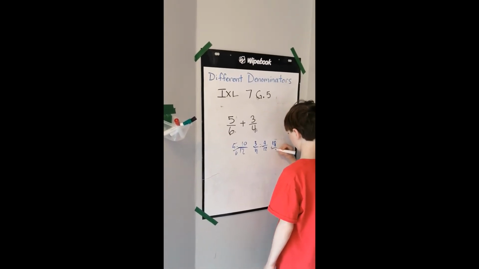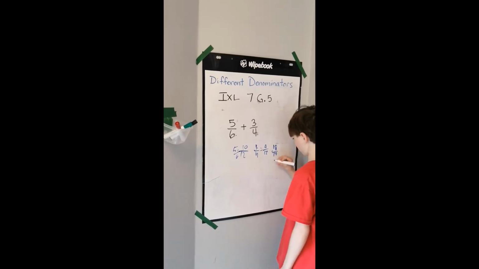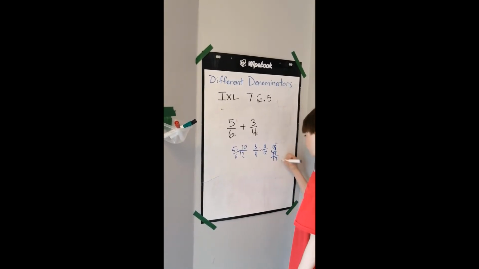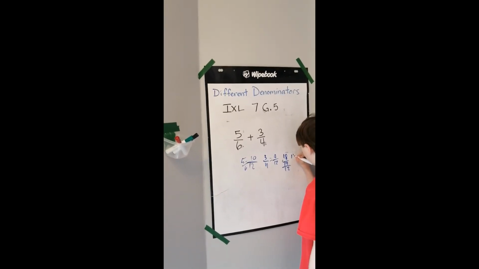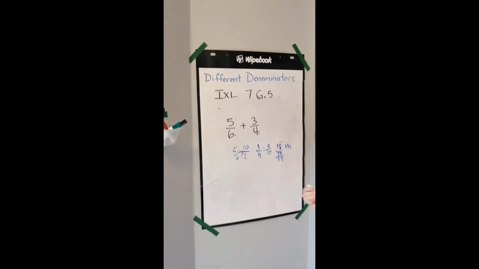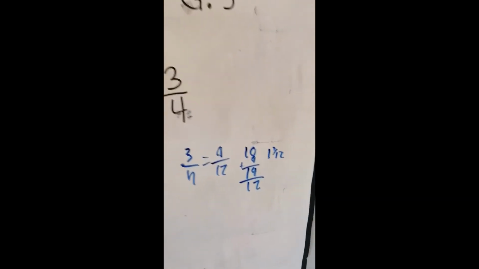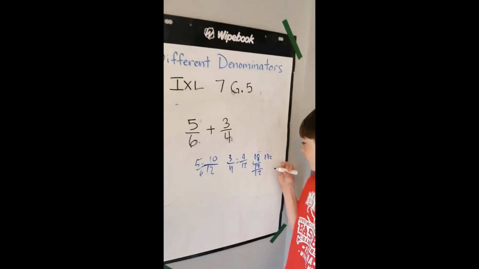10 plus 9 is 19. Okay, so you've got 19 12ths. That's an interesting way of writing it. And 19 12ths is 1 and 7 12ths, in Mark's tiny writing there.